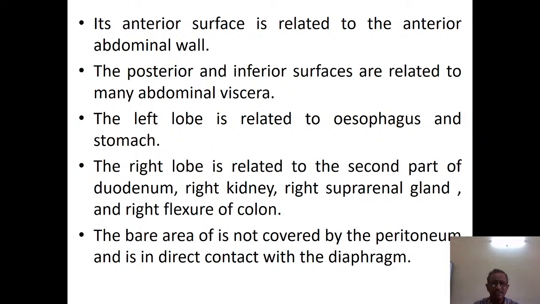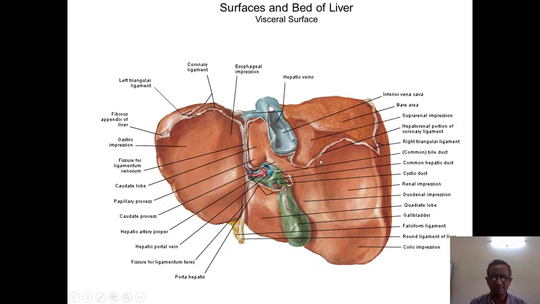Anterior surface is related to the anterior abdominal wall, posterior and inferior surface are related to the many abdominal viscera, left lobe is related to the esophagus and stomach, right lobe is related to the second part of the duodenum, kidney, right suprarenal and right flexure. The bare area is not covered by the peritoneum and is in direct contact with the diaphragm. So here, this is the bare area that is in direct contact with the diaphragm. Then the left lobe is in relation to the esophagus, then this is the stomach.